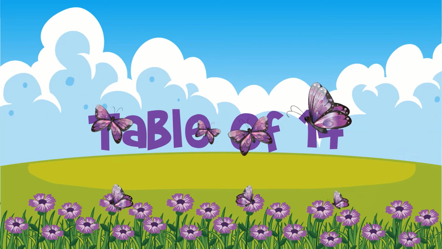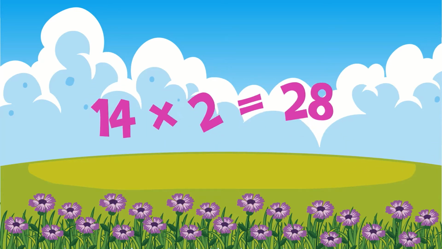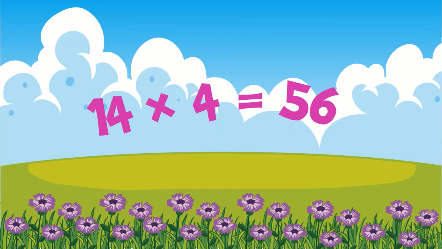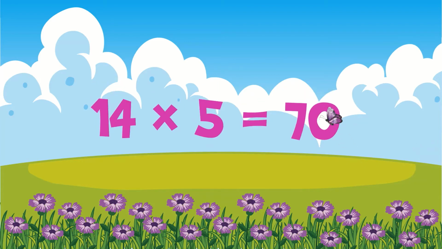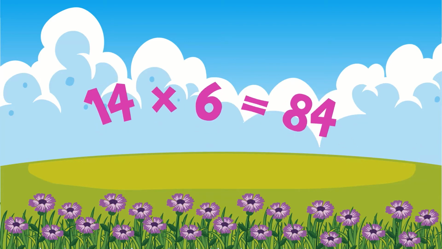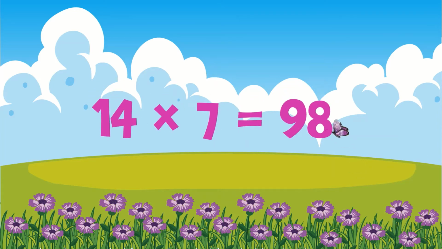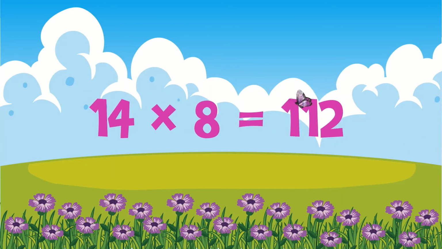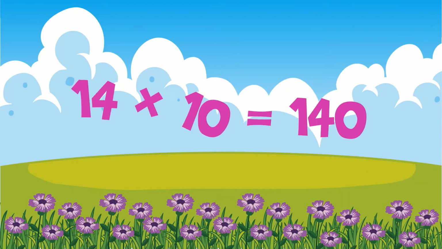Now comes table of 14. 14 ones are 14. 14 twos are 28. 14 threes are 42. 14 fours are 56. 14 fives are 70. 14 sixes are 84. 14 sevens are 98. 14 eights are 112. 14 nines are 126. 14 tens are 140.